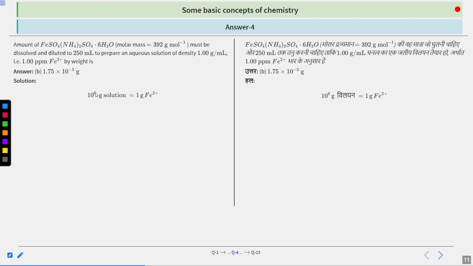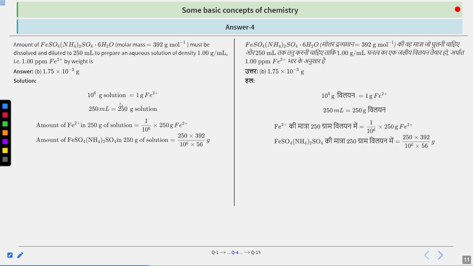It is also written in terms of ppm, so it is written in terms of density and also in terms of ppm. It says 1 ppm Fe2+ by weight. Very simple. That is, 10^6 gram of the solution contains 1 gram Fe2+, because ppm means 10^6. Since the density is 1, 250 ml will contain 250 gram of solution.